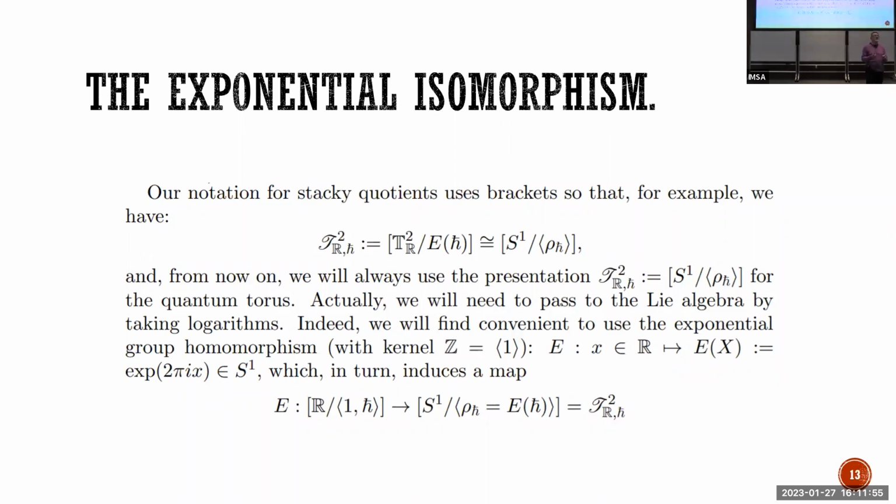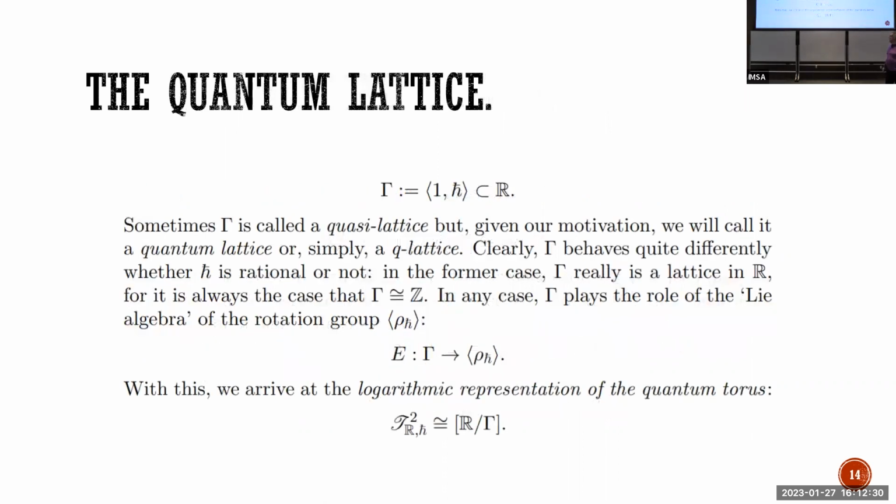And of course, this subgroup is very different depending on whether H bar is rational or irrational. If H bar is rational, it is an actual lattice inside of R. But if H bar is irrational, it's what is called in crystallography a quasi-lattice, and what we call in our development of quantum geometry a quantum lattice. So I will call them quantum lattices. When H bar is irrational, 1 and H bar generate a subgroup of R that is going to play the role of the lattice in toric geometry. So gamma will be our letter for these quantum lattices.